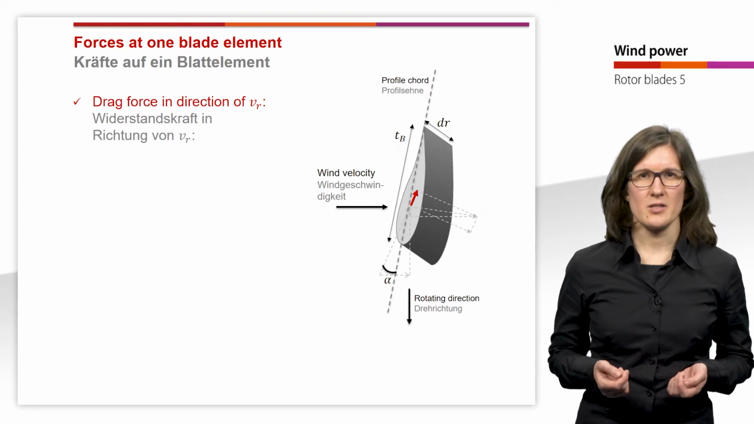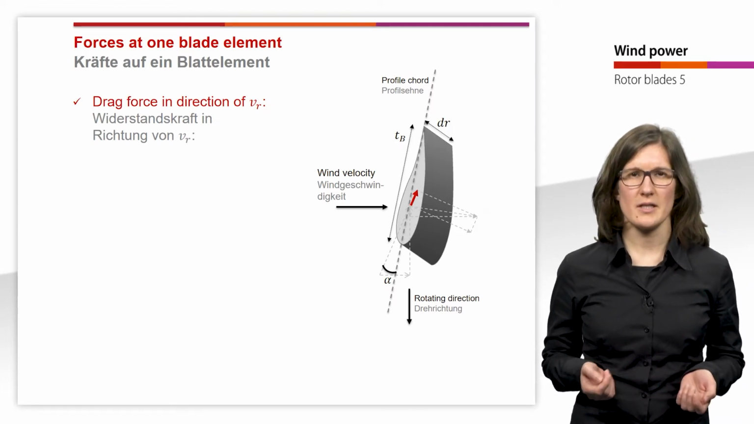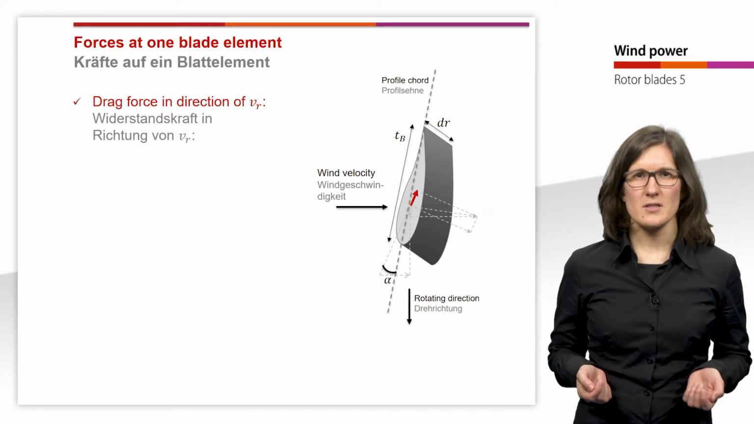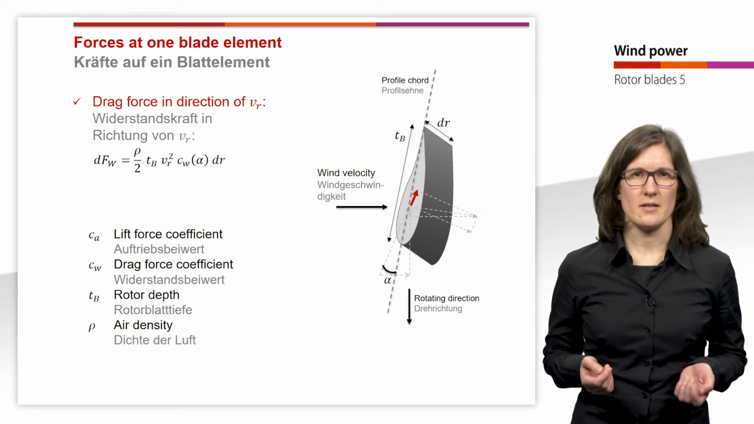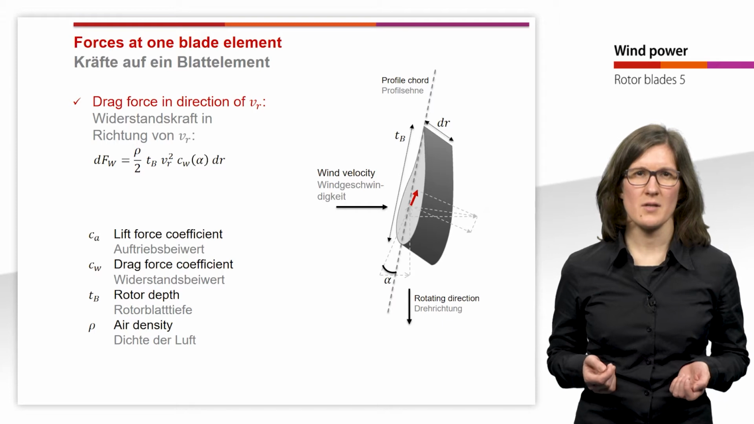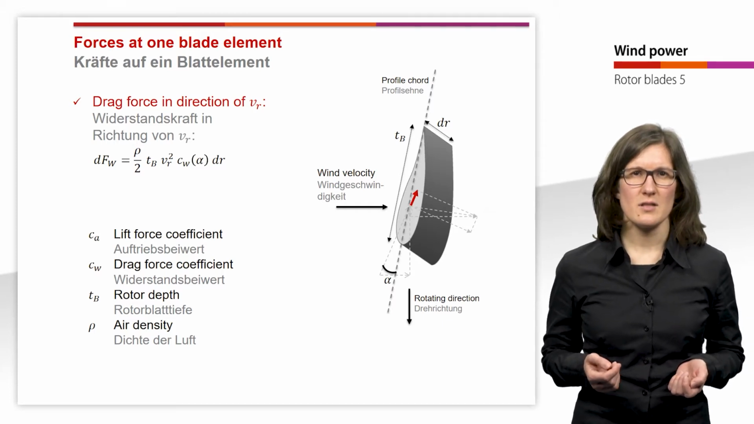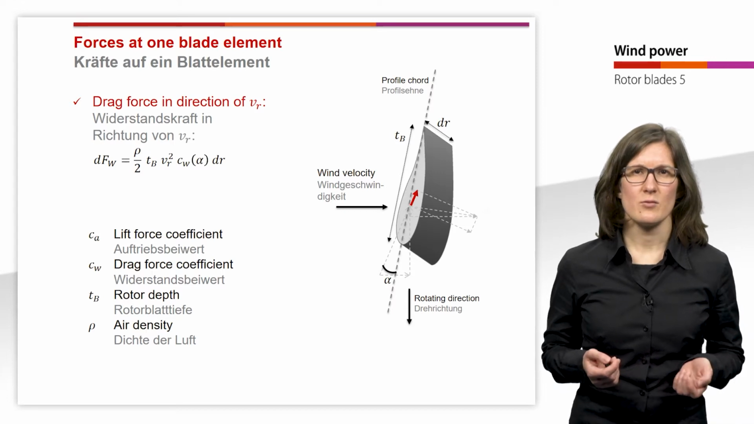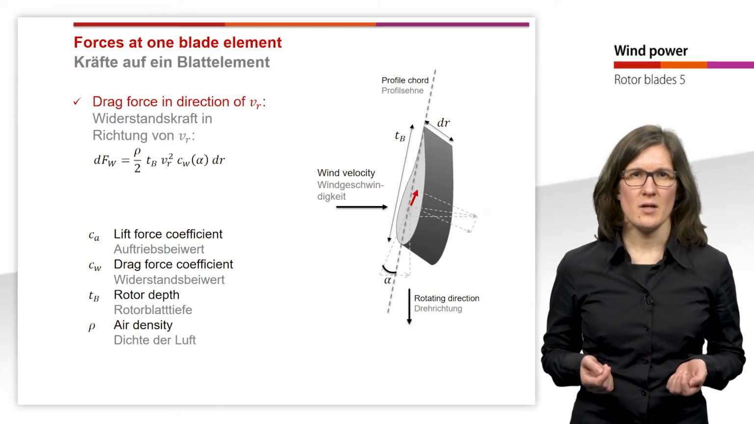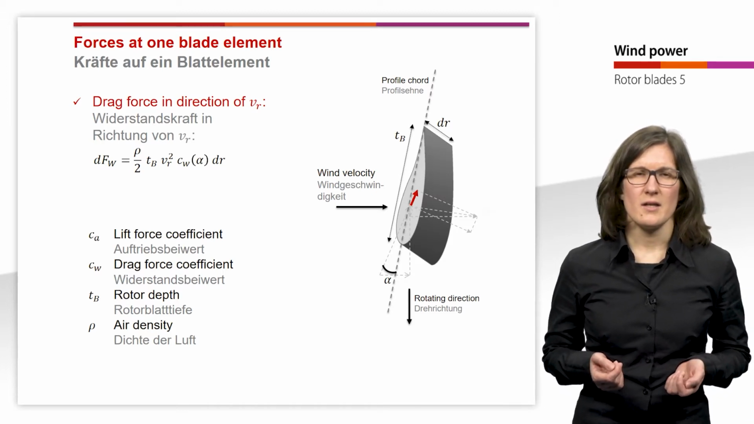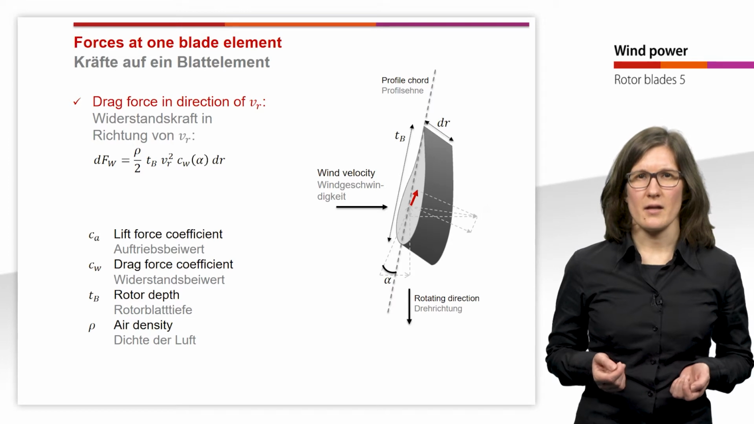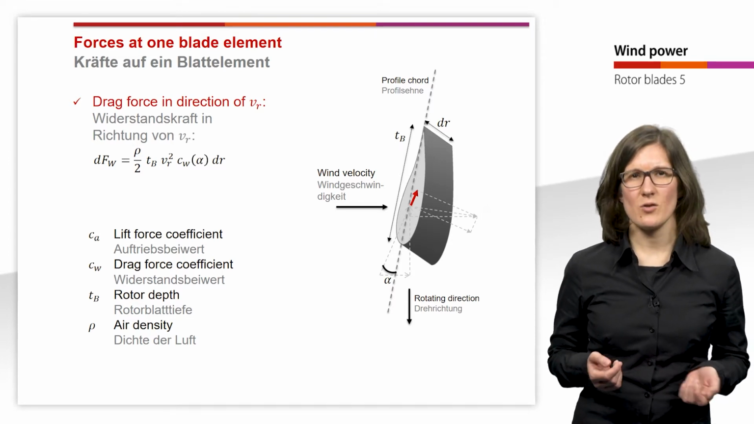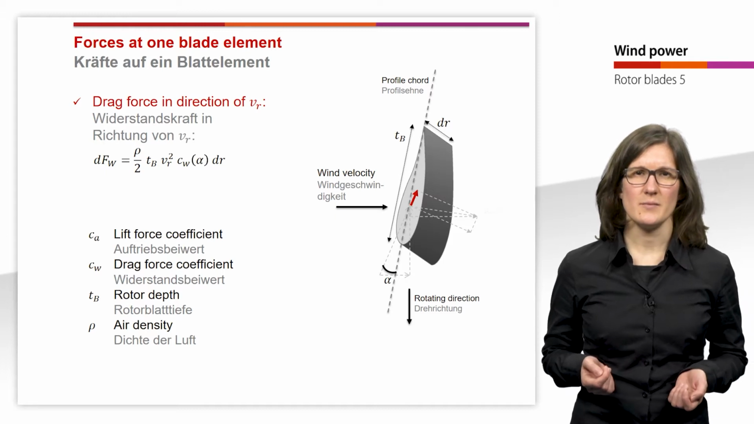The red vector shows the drag force in direction of the resulting velocity Vr. The force is calculated by the following formula. Thus it depends on the density of the air, the rotor blade depth Tb, the resulting velocity Vr to the power of 2, the drag force coefficient Cw, and the depth of one blade element dr. The drag force coefficient is a dimensionless measure for the drag of a body. It depends on the angle of attack alpha and is usually determined experimentally in a wind channel.